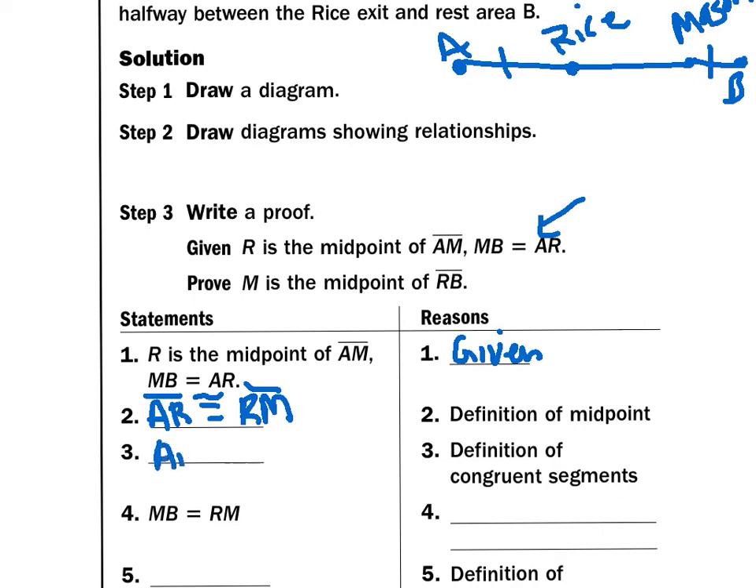And then we can also say that A to R then equals R to M, the measure of them, and that's what congruent segments mean. Now I can flip that around and say RM, or MB then, not flipping around. How do I get this statement? We can substitute, can't we? Or no, I'm even getting this wrong. It's transitive. Because if AR equals RM and MB equals AR, then MB must equal RM by the transitive property.